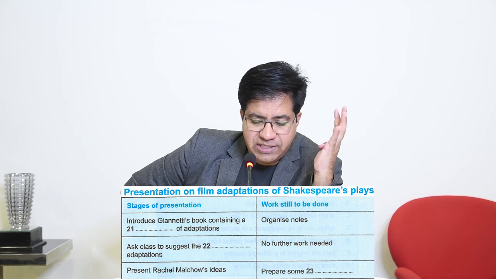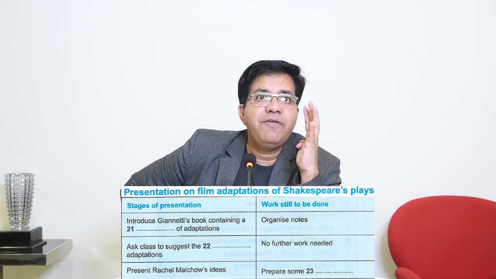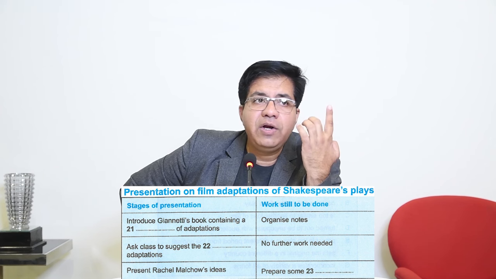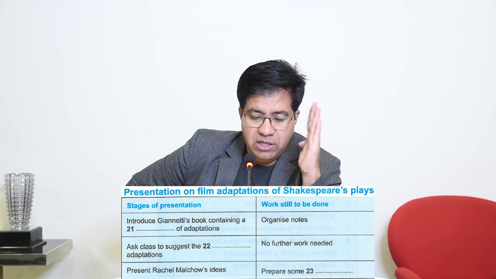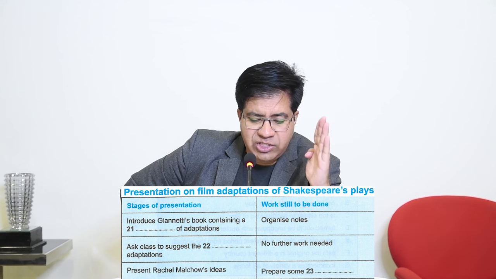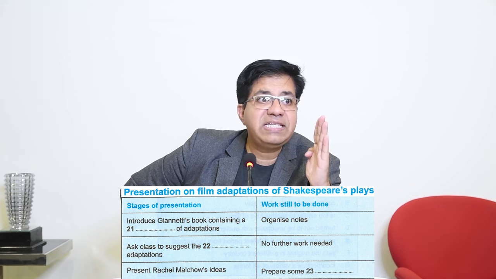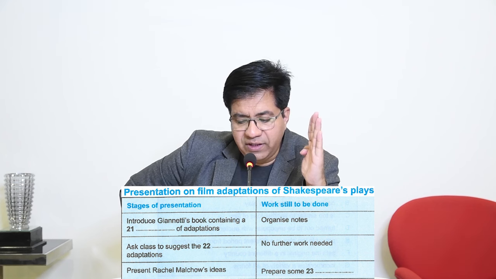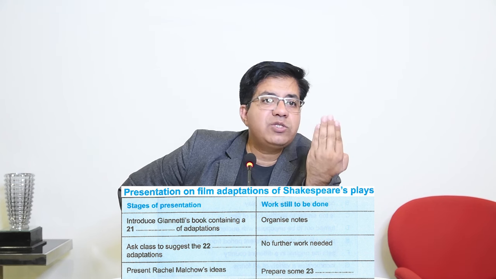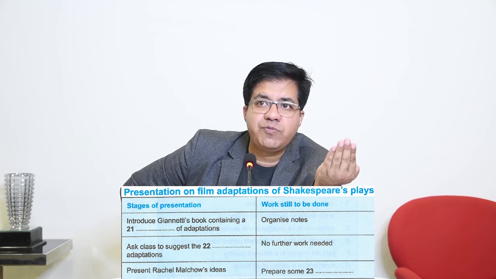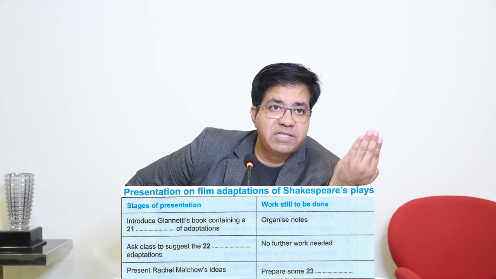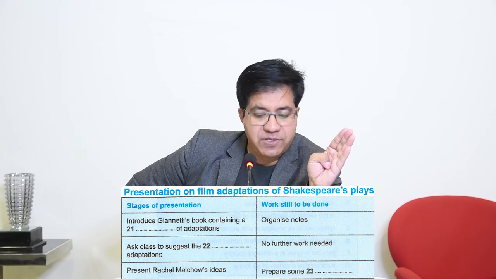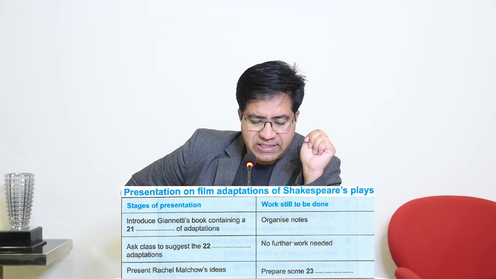Okay, now there's a presentation on that and we have a table. Whenever there is a table, you got to see the columns in the table. Number one. Number two, what do they represent? The first column is stages of presentation. Stages of presentation. And the second column is work still to be done. Now what is going to happen? A group of students will talk about the stages of their presentation and what work still to be done about their presentation. Okay, now let's see.